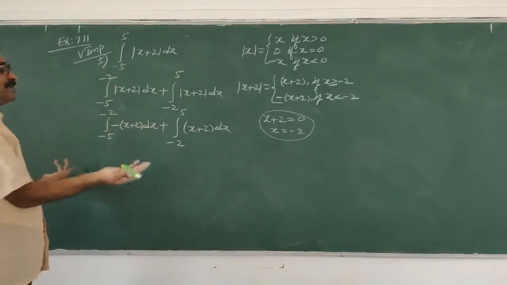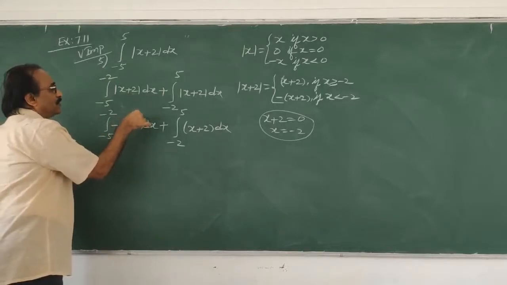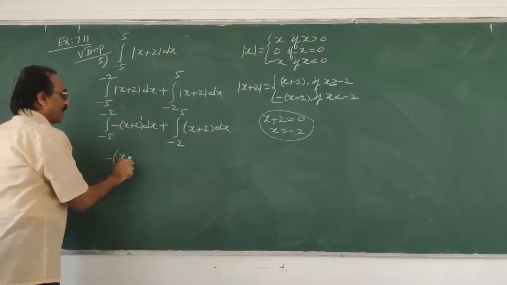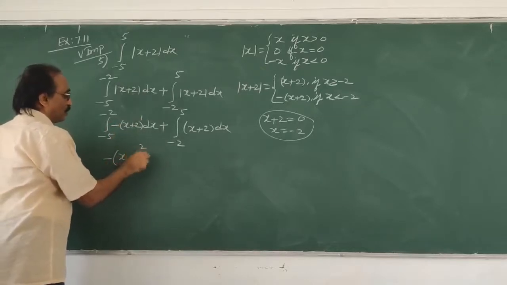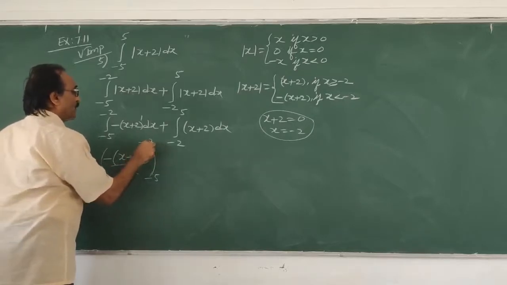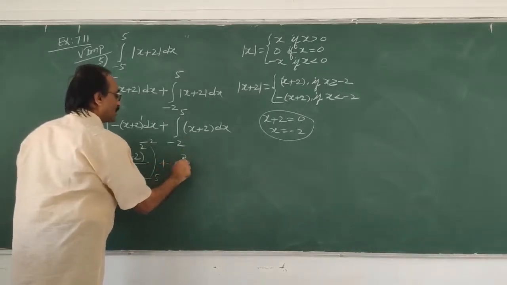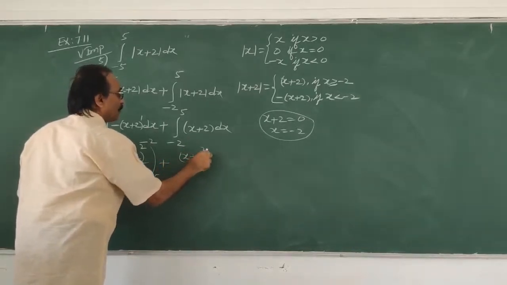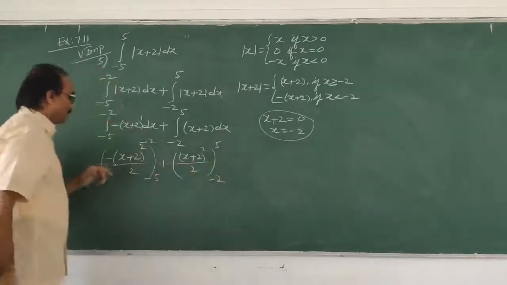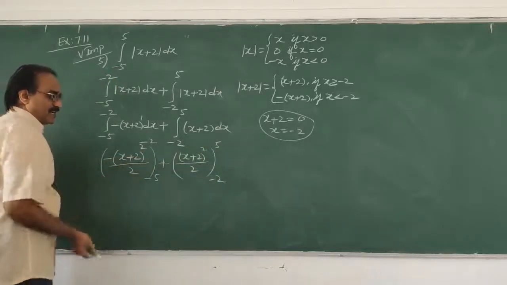Okay, now you have it, now do the integration. No problem. x plus 2, take it as one, separately you can do it, but take it as power 1. So minus is here. What is x power n? x power n plus 1 by n plus 1. 1 plus 1 is 2, by 2. What are the limits here? Minus 5 to minus 2. Remember this. Plus, again the same story here also: x plus 2 whole square by 2. Here what are the limits? Limits will change: minus 2 to 5. That's all. Now you have to simplify it. Directly simplify it.